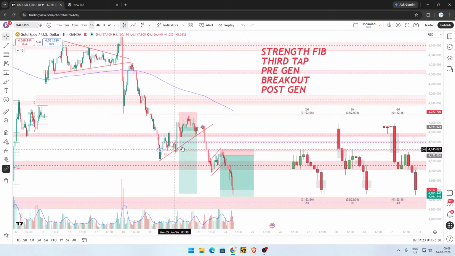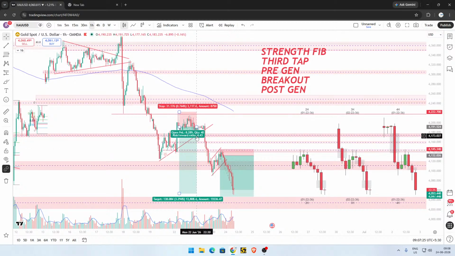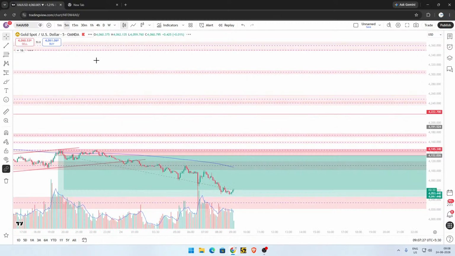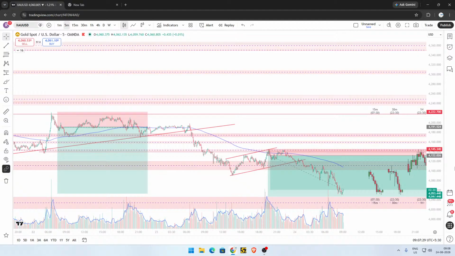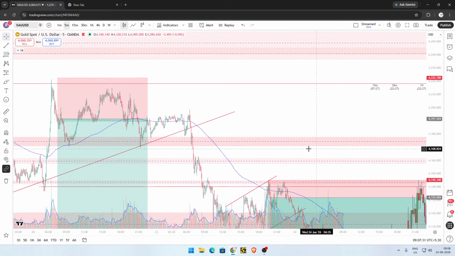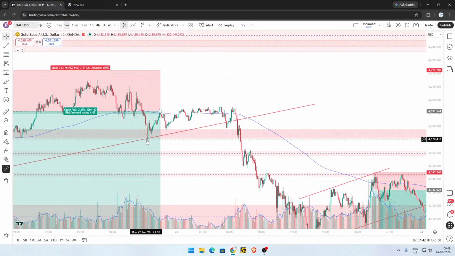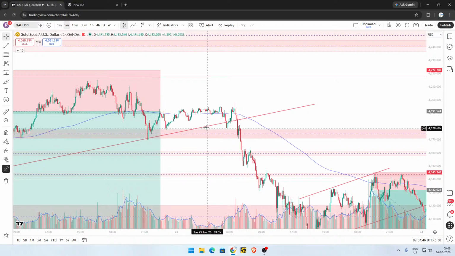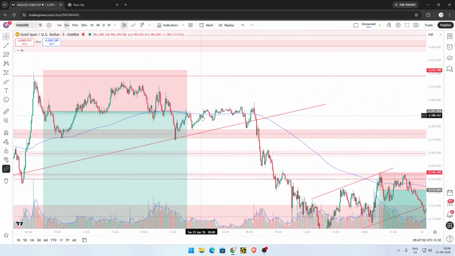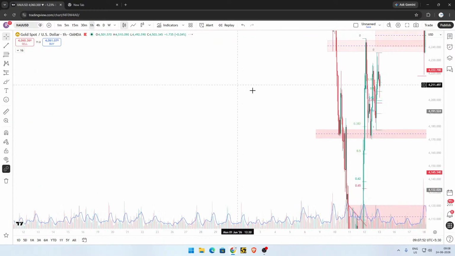Then comes the third tap. So one touch, two touch, three touch. You are entering over here, going to lower time frame, a very big bullish move. So you are entering over here and keeping a SL over here and targeting 1 to 1. It touched, or you can say 50% it touched, and you are done for the day.